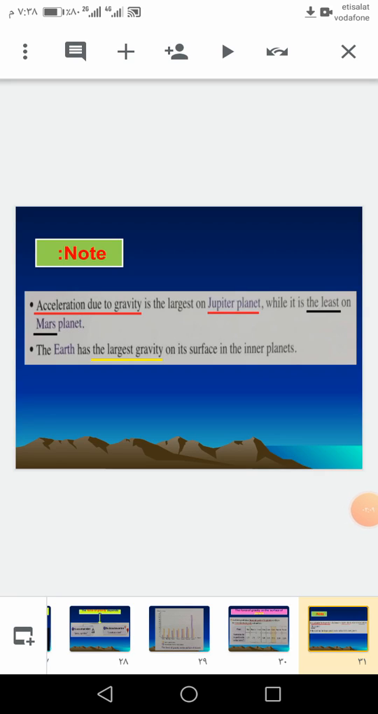Some notes from the previous table. Number 1, acceleration due to gravity is the largest on Jupiter planet, while it is the least on Mars planet. Number 2, the Earth has the largest gravity on its surface in the inner planets.